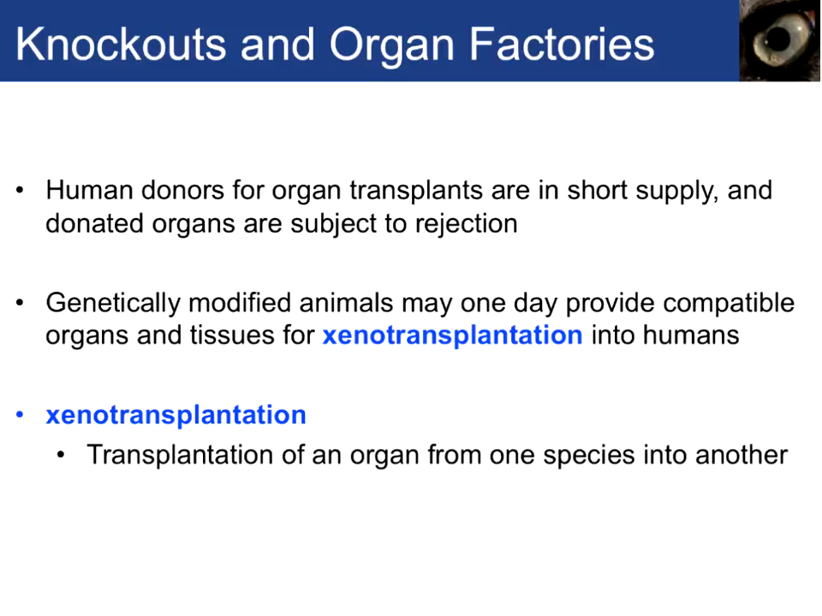One idea for the use of genetically modified animals is to use them to grow human tissues for transplantation. Scientists are a long way from being able to grow a transplantable organ in a petri dish. Human donors for organ transplants are in short supply, and donated organs are subject to rejection. Genetically modified animals may one day provide compatible organs and tissues for what's called xenotransplantation into humans. Animals can be modified with DNA from the recipient to grow an organ that's an exact match with no chance of rejection.